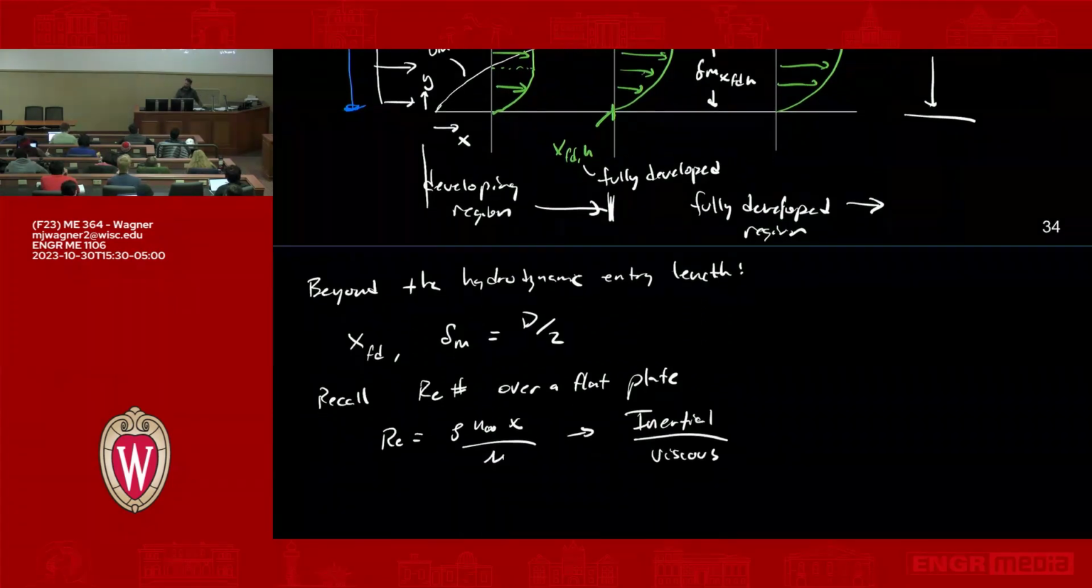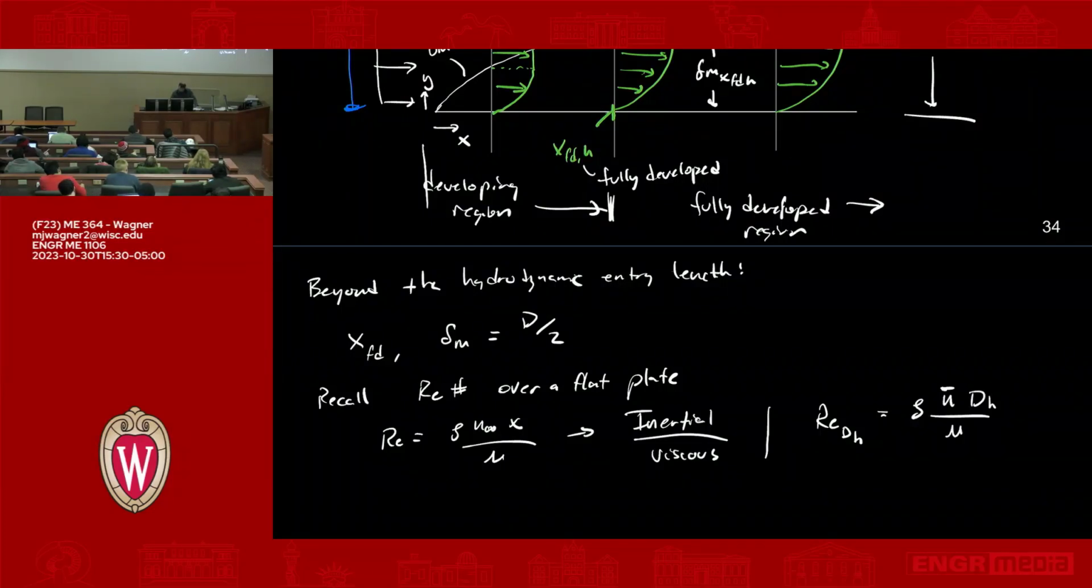So instead of using this definition of Reynolds number, we change the definition. For internal flow, instead of representing it in terms of x, we typically represent it in terms of some characteristic dimension. So we would say Re in terms of DH, our hydraulic diameter, which I'll define in a second, is equal to rho u bar, so not u infinity but the average velocity u bar, times dH over mu.